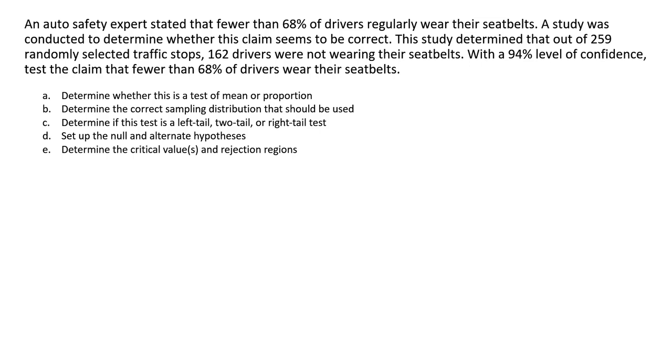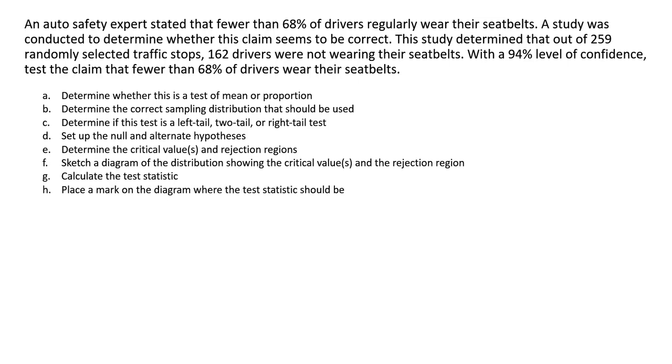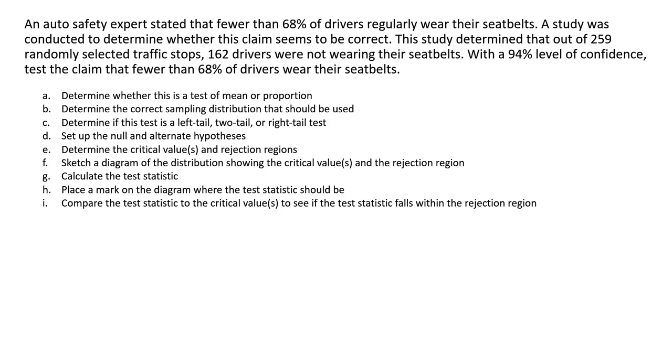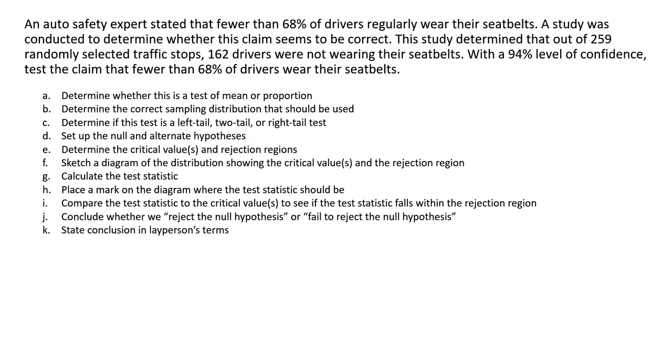Determine the critical values and rejection regions. Sketch a diagram of the distribution showing the critical values and the rejection region. Calculate the test statistic. Place a mark on the diagram you've already drawn where the test statistic should be. Compare the test statistic to the critical value or values to see if the test statistic falls within the rejection region. Conclude whether we reject the null hypothesis or fail to reject the null hypothesis, and state the conclusion in layperson's terms.